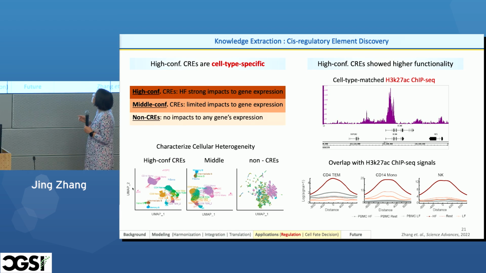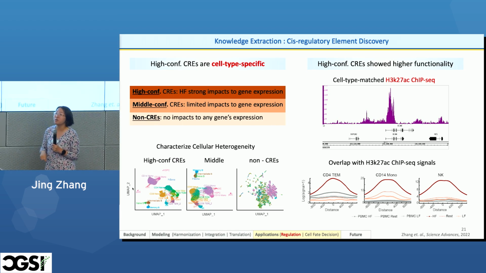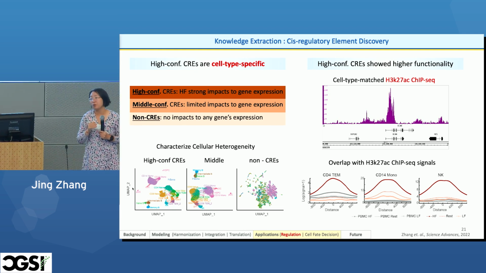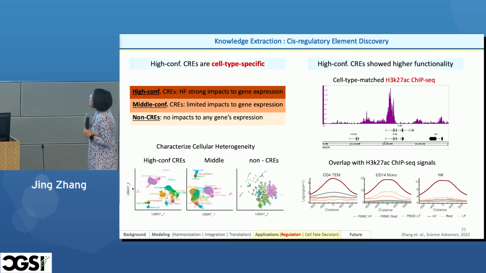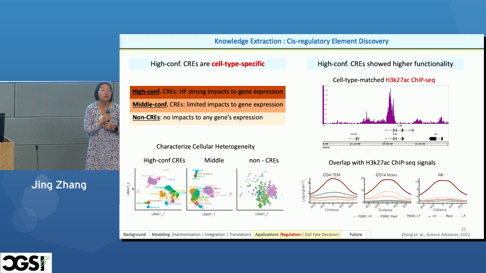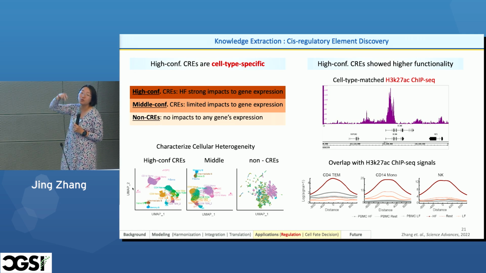As you can see, for the colored lines, the top line are all high confidence CREs. They showed the strongest overlap with the cell type matched but independent H3K27ac ChIP signals. And we also overlapped with the whole blood ChIP-seq signals. You will see that the gray lines in none of the categories showed strong enrichment. So that gives us two messages.